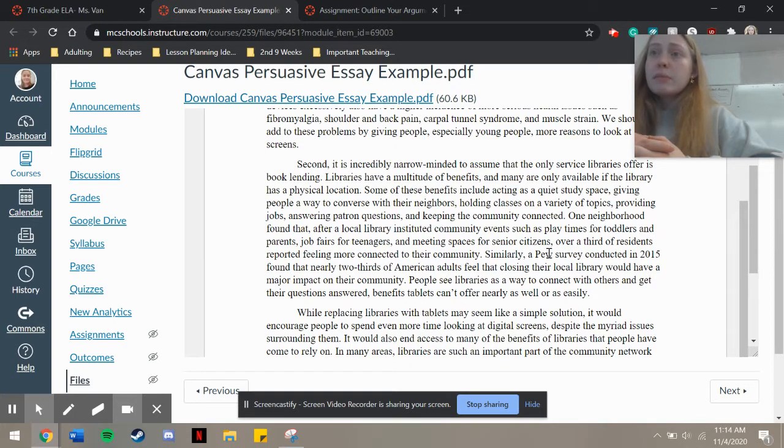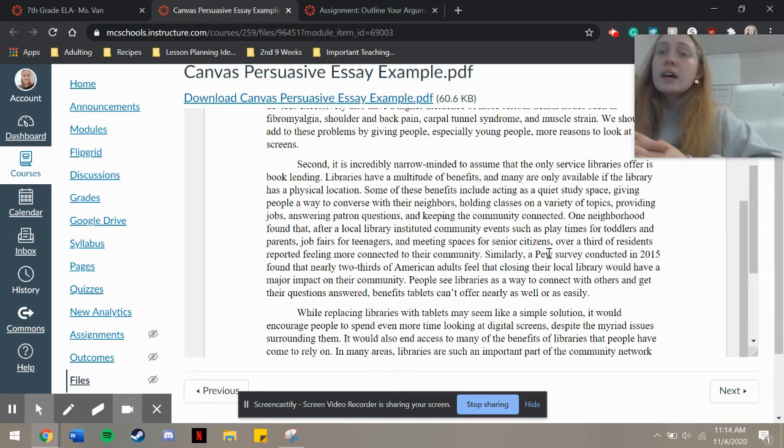Libraries have a multitude of benefits, and many are only available if the library has a physical location. Some of these benefits include acting as a quiet study space, giving people a way to converse with their neighbors, holding classes on a variety of topics, providing jobs, answering patron questions, and keeping the community connected.